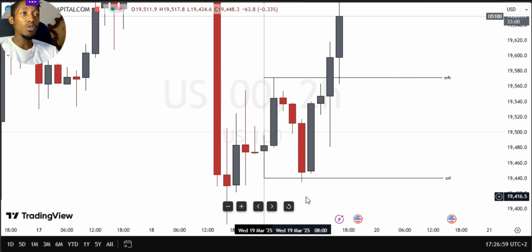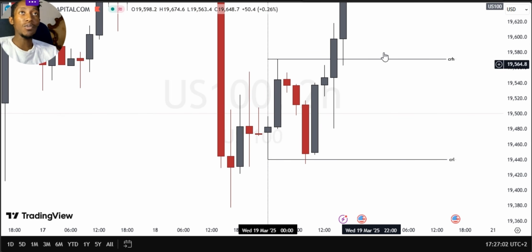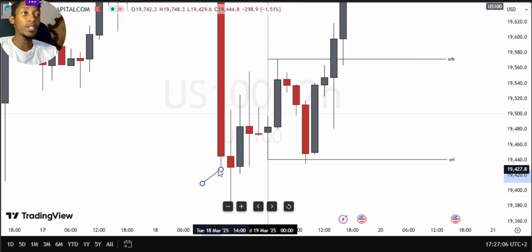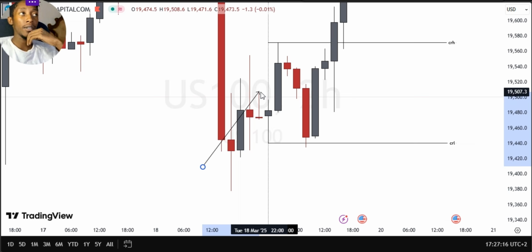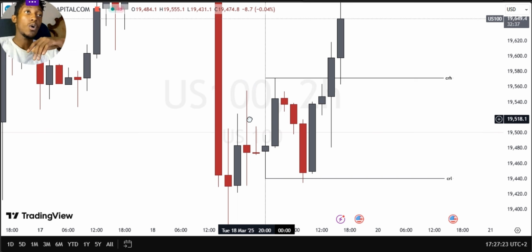And then why do I use 2 hours? With 2 hours, you can see it gives you a lot of beautiful rejections, like the liquidity sweeps. Look at these wicks. You understand? And then look at these sweeps here, the wicks. The rejections. It gives you clear rejections, you understand, on a 2 hours time frame. So that's why I'm comfortable trading this model on 2 hours.